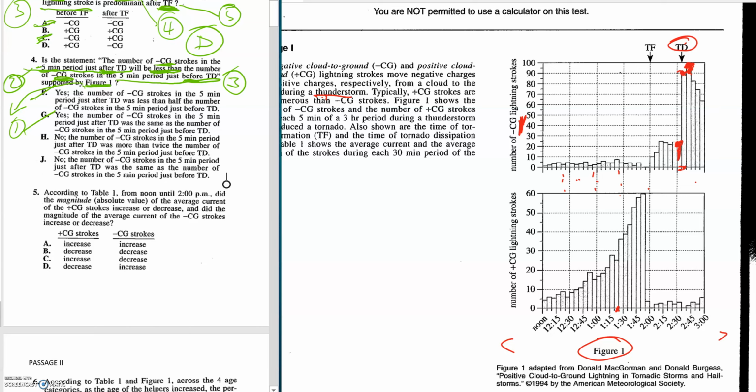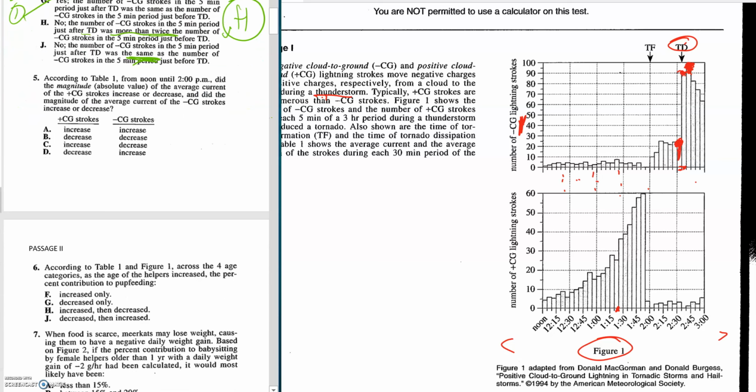And then what's the condition? No, the number of negative CG strokes in the 5-minute period just after was more than twice. Well, yeah, this one before it is about maybe 25. This one after it is at least 90 something. So that one, yes, it's still valid. Let me see this one, J: no, the number of negative CG strokes in the 5-minute period before, period just after was the same. No, it's clearly not anywhere near the same, so that's H.